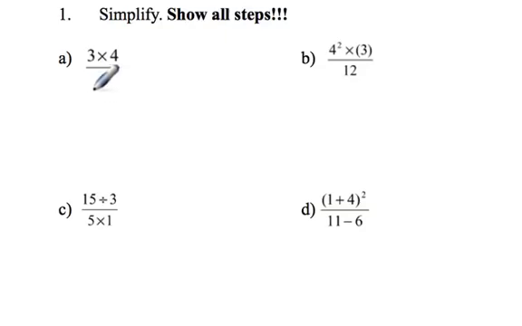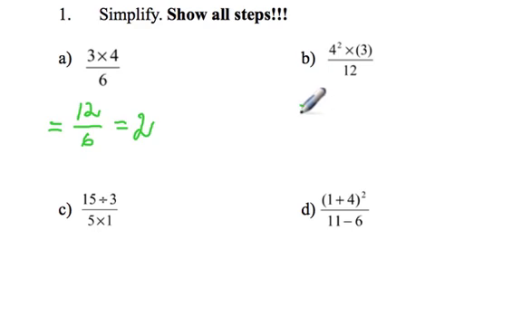Simplify, and we have to show all our steps. For question A, you have 3 times 4 divided by 6. BEDMAS tells us to do the division first, but in this case we don't have the numerator. We would divide numerator by denominator. So we will figure out what the numerator is first and then calculate the result. So 3 times 4 is 12, divided by 6 equals 2.